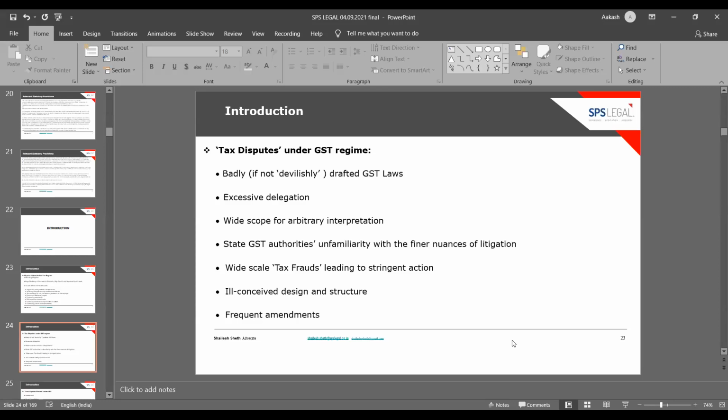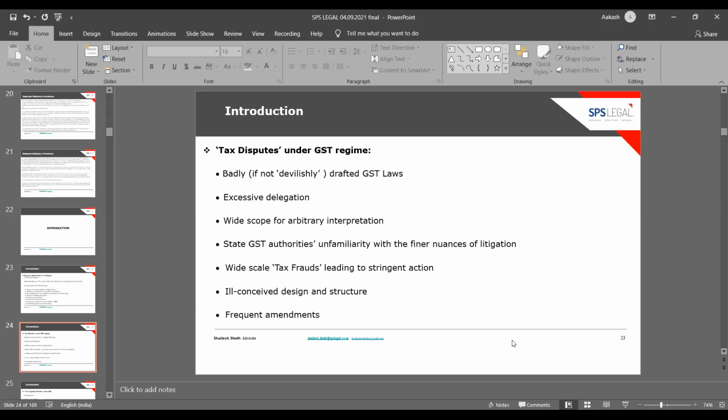GST law also suffers from excessive delegation. It is a subject by itself. And in coming days, my feeling is that this excessive delegation is going to come to center stage in GST related controversies and maybe the challenge before the courts. There is a wide scope for arbitrary interpretation. Then another very disturbing feature is the apparent unfamiliarity of state GST authorities with the finer nuances of litigation under indirect tax.